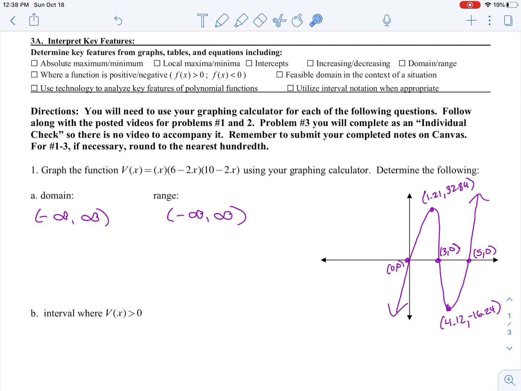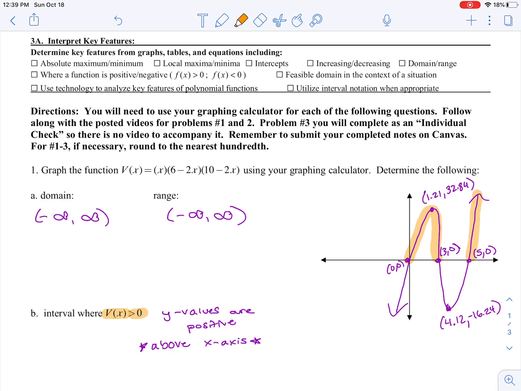Now, the next one asks us to think about where the function v of x is greater than 0. So greater than 0, I want to remember, means that the y values are positive, which means we're talking about where the graph is above the x-axis. That's what we're really thinking about: if the y values are positive, we're talking about above the x-axis. So I'm going to highlight that. That would be this space right here and this space right here.